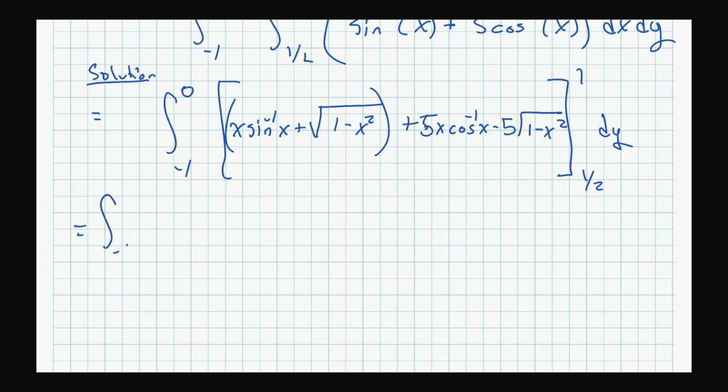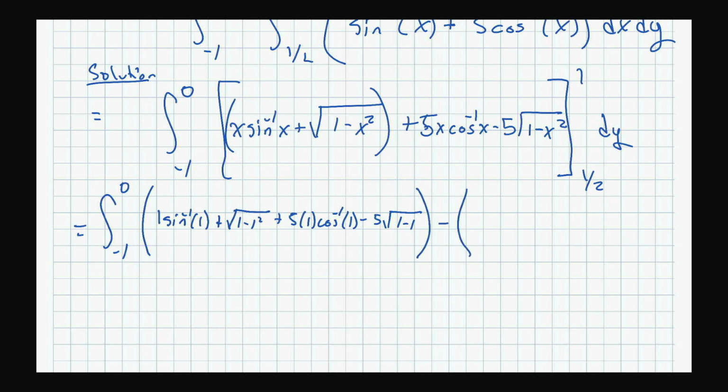Now, before you go on, we got to put in the 1 and put in the 1/2 here. So you put in the 1 into all of these. 1 sine inverse 1 plus square root 1 minus 1 squared. At least the square root's going to go away. Plus 5, 1 cosine inverse 1 minus 5 square root 1 minus 1 squared again.